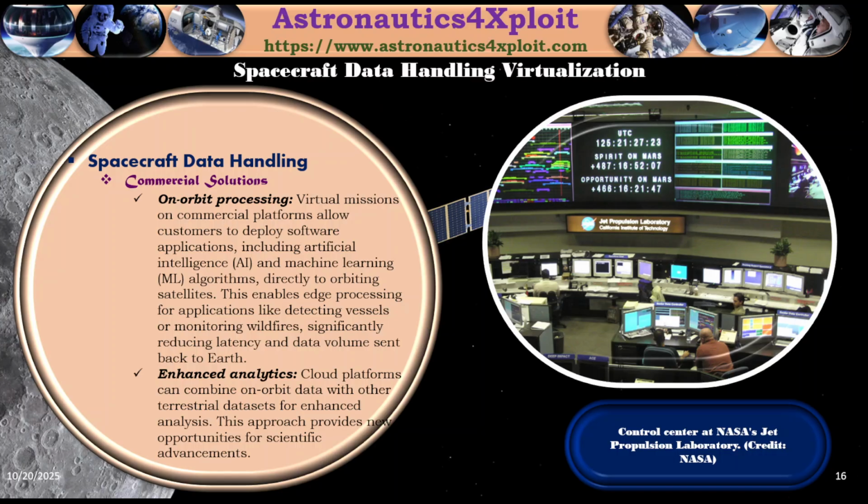Spacecraft data handling, on-orbit processing. Virtual missions on commercial platforms allow customers to deploy software applications, including artificial intelligence and machine learning algorithms, directly to orbiting satellites. It enables Earth processing for applications such as detecting vessels or monitoring wildfires. Enhanced analytics. Cloud platforms can combine on-orbit data with other terrestrial datasets for enhanced analysis. Control center at NASA's Jet Propulsion Lab is illustrated in this picture.